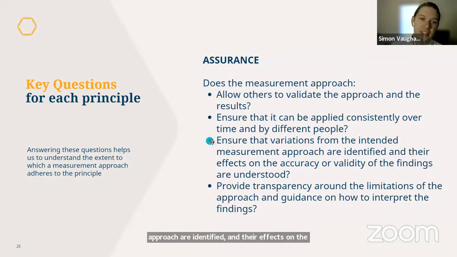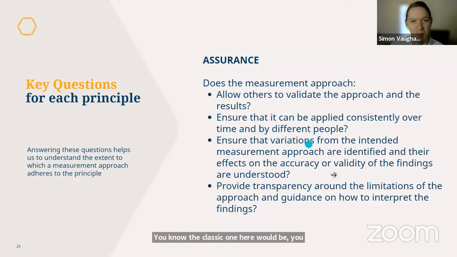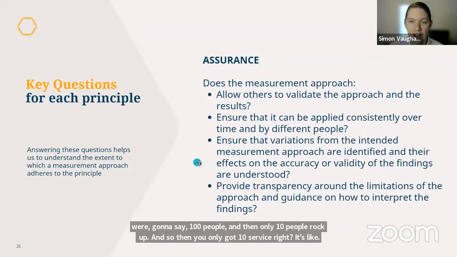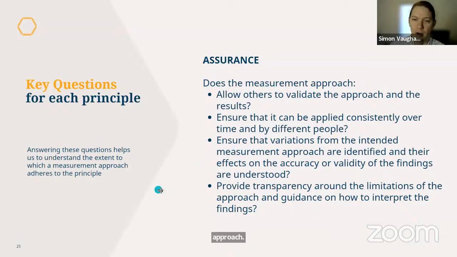So that's really just about saying, if someone makes a mistake, or if the situation changes, right? If the situation is different to what we anticipated, the classic one here would be, you thought you were going to survey 100 people and then only 10 people rock up, and so then you only got 10 surveys, right? It's like, are you being transparent about what that does to your confidence in your findings, or how that affects the approach? And do you provide transparency around the limitations of the approach and guidance on how to interpret the findings?